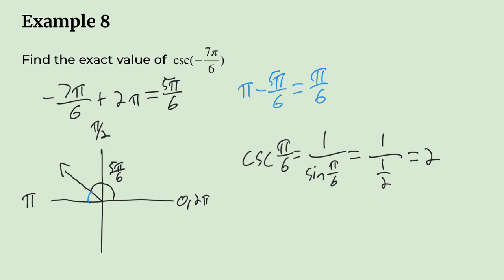And then you check the sign for sine. So sine is going to be the y value here. So it's this value here over the hypotenuse here. Because of that, it's going to be positive. So our answer is positive 2.